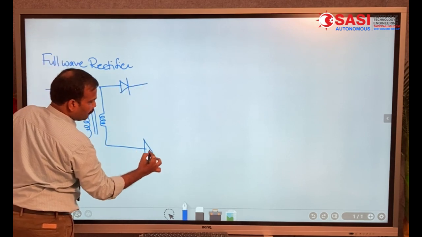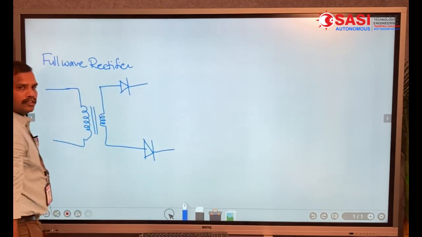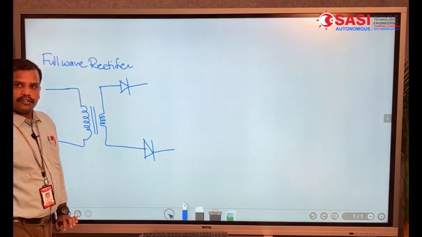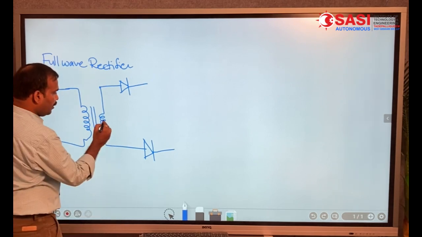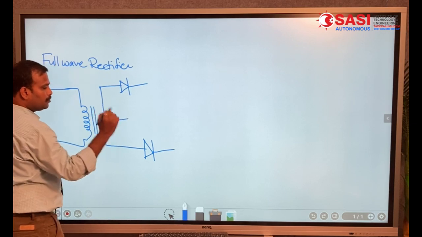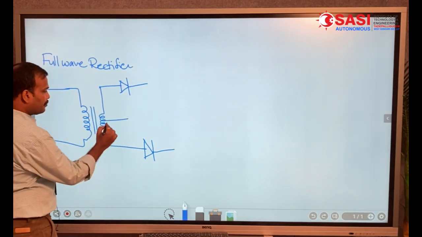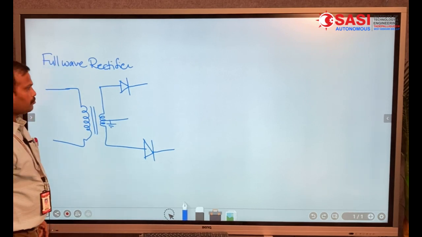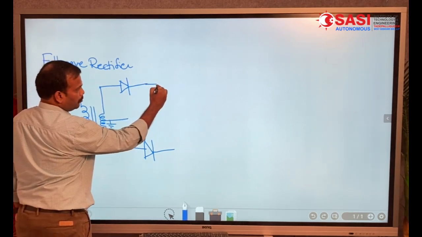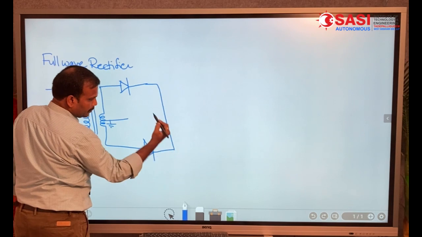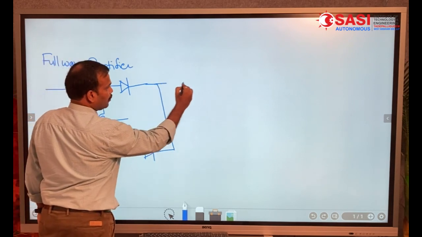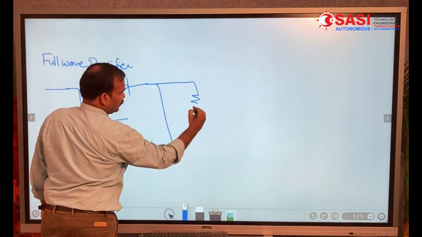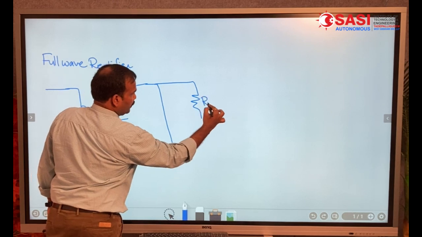In case of half wave rectifier, we need only one diode. Full wave rectifier uses two diodes and one center tap connection. This center tap connection acts as a ground. Now, both the diode ends are tied together and a load resistor is connected to obtain the output.